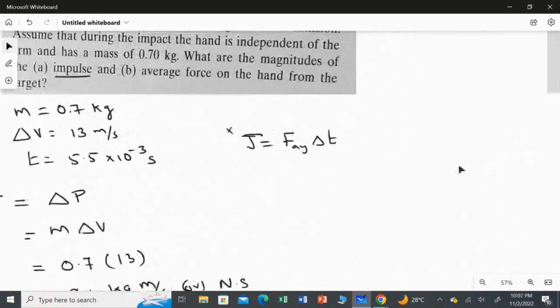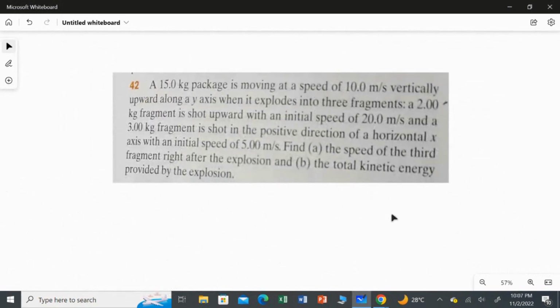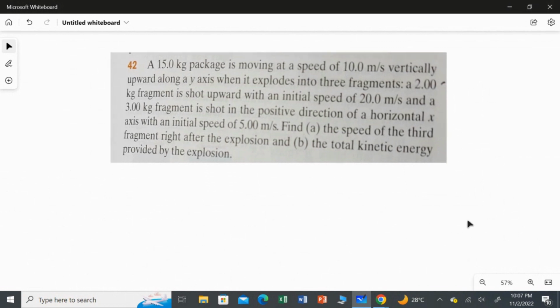Okay, now we have to answer the third question. And the third question, you have to read very carefully because many pieces of information are given in it. Let's read line by line very carefully. A 15 kilogram package is moving at a speed of 10 meter per second vertically upward along the y-axis. That means they clearly mention which direction the object is moving. Am I right? Which direction the object has the speed.